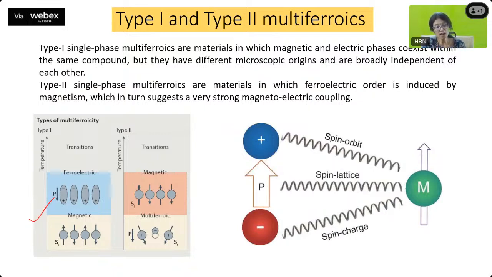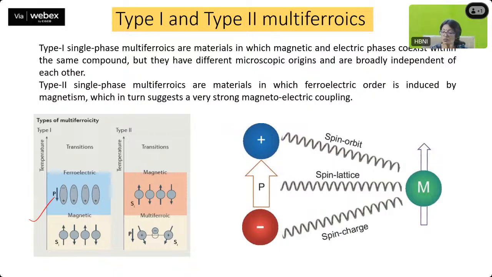Whereas in type 2, what happens? These are single phase multiferroics in which ferroelectric order is induced by magnetism, and so they have a very strong magnetoelectric coupling. In type 1, you have ferroelectricity and ferromagnetism in the material, but they have different microscopic origins and are independent of each other. Whereas in type 2, you have a very strong magnetoelectric coupling because you get a ferroelectric order which is induced by magnetism and vice versa.